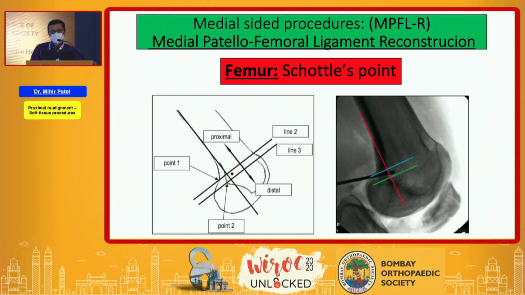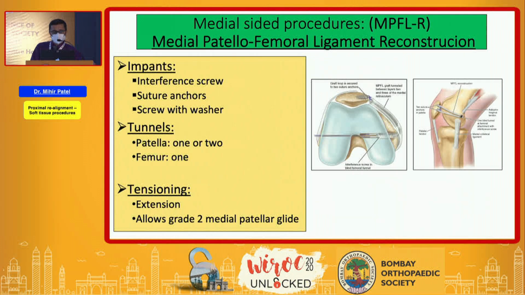So what we use is the Schottle point. A line along the posterior femoral cortex is extended distally. Where the medial femoral condyle intersects this line is line 2, and the posterior aspect of the Blumensaat line is line 3. So the femoral point of the MPFL is anterior to the posterior cortex of the femur and in between line 2 and 3. And this can be very easily done intraoperatively using a radiograph in a true lateral position. This is also shown to be the most accurate positioning of the femoral insertion of the medial patellofemoral ligament.